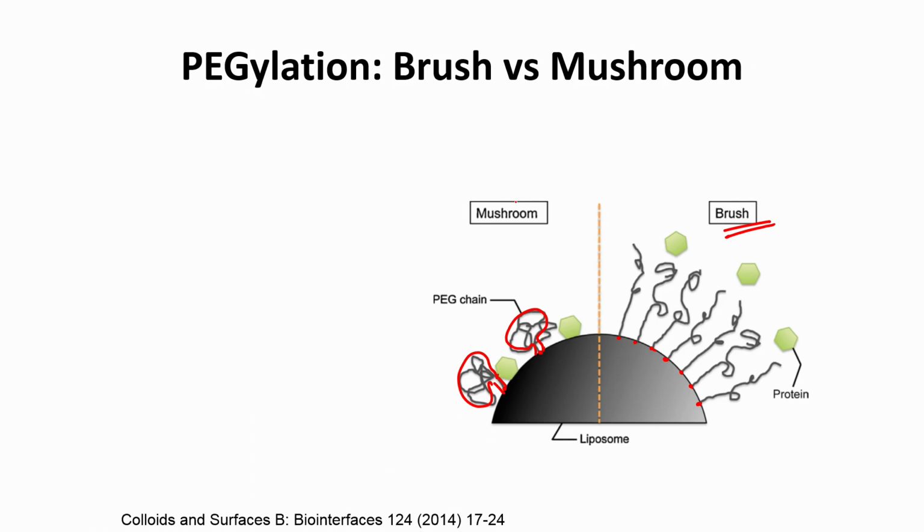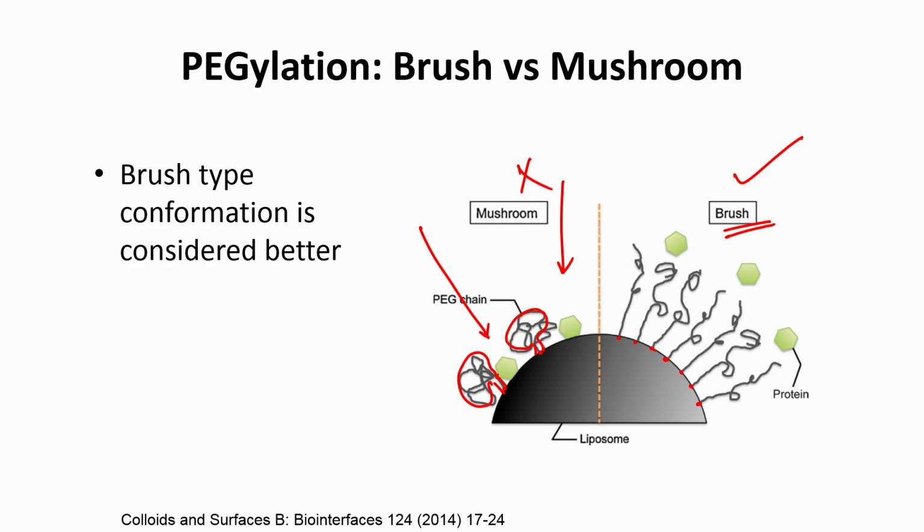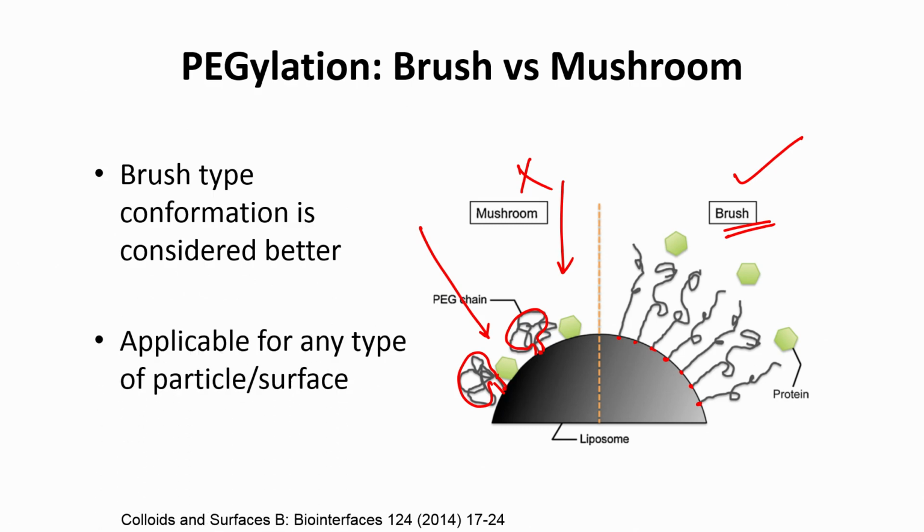Of course if it is a mushroom configuration, as you can see from the picture, you have more and more sites that are open for access to the particle surface for the proteins and immune cells. So this is not the ideal conformation, the brush is typically what you want if you want to prevent clearance from the body, and so that also becomes important when you are talking about a big particle and a lot of PEGylation sites that are present there. So brush type conformation is considered better, and as I said, this is applicable for any type of particle surface that you can think of.